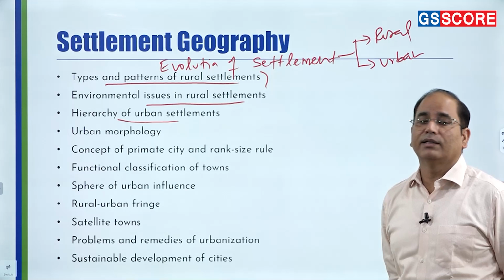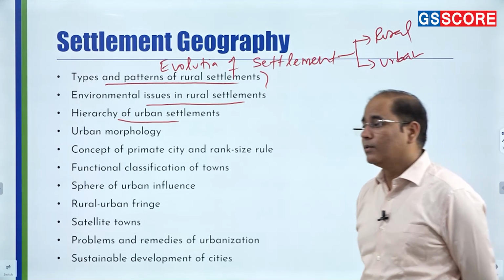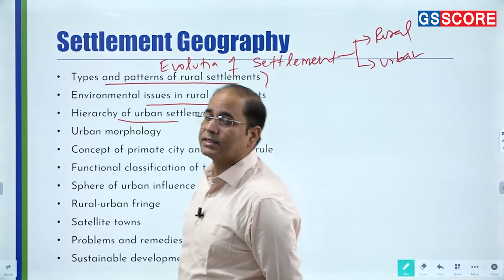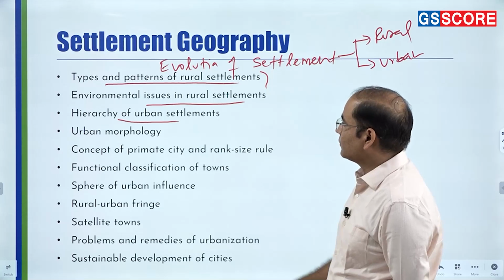Then you will have some other cities that are not that big, but are still very big. Then you will have the state capitals. Then you will have the district headquarters. So there are different settlements. That is the hierarchy of settlement.